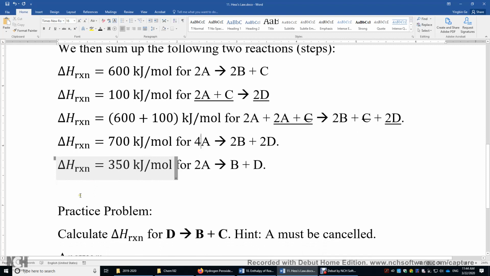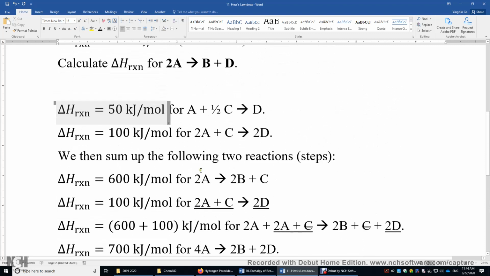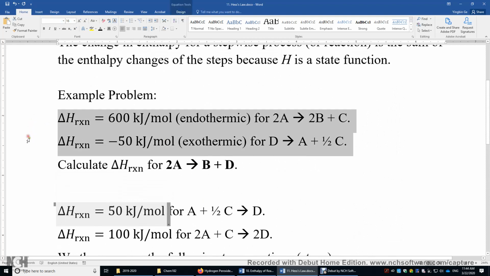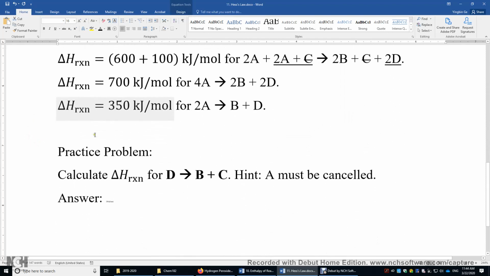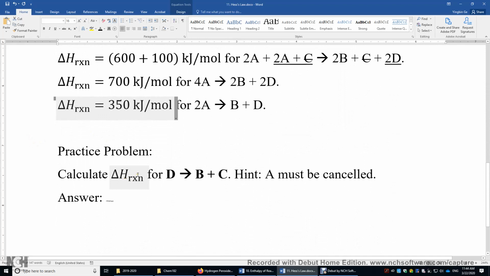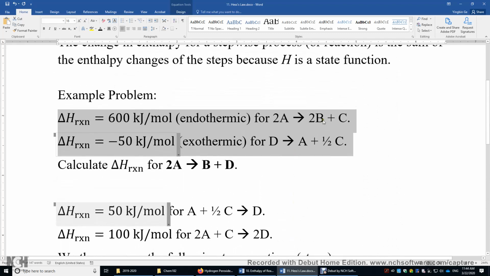I'll let you work on one practice problem here. Use the information presented here. I'll let you compute the enthalpy of reaction for D producing B plus C. So hint, A must be cancelled. You look at these two reactions. You see 2A here. You see only 1A here. Somehow you need to cancel the A's.